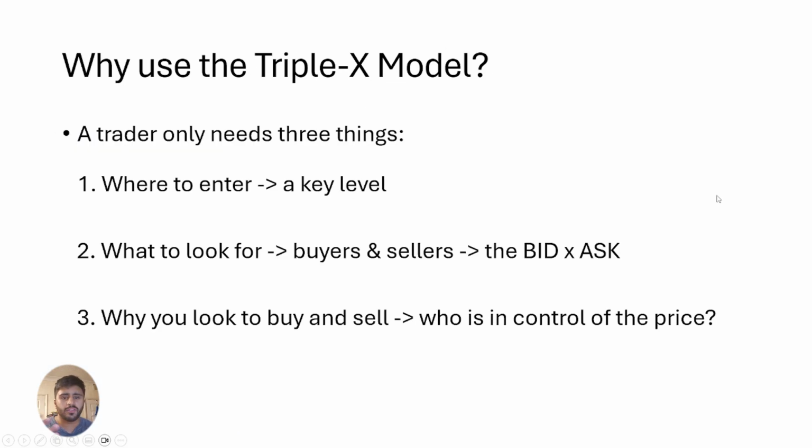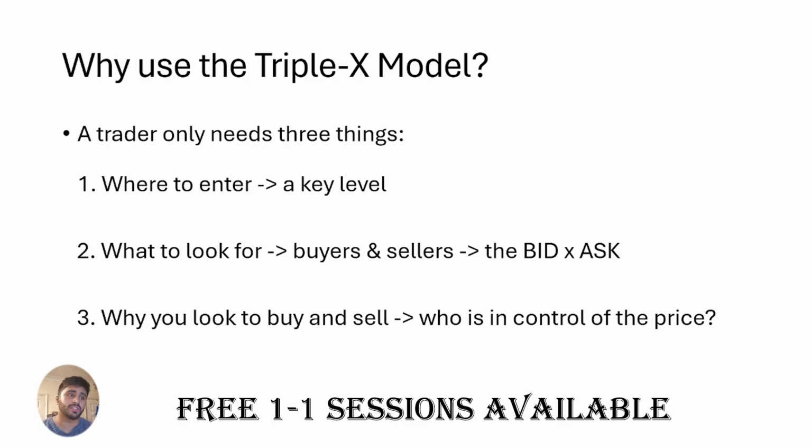So if we just take a look further into this model, we're going to be breaking this down. So why use a XXX model? The XXX model uses 3 things. Every time you enter a trade, you need to know these 3 things. You need to know where you are trading from, so you need an accurate key level, which is nothing more than a 15-minute fair value gap. The next thing you're looking for is buyers and sellers. So you need to know the bid and the ask. Who is aggressive, who is passive?